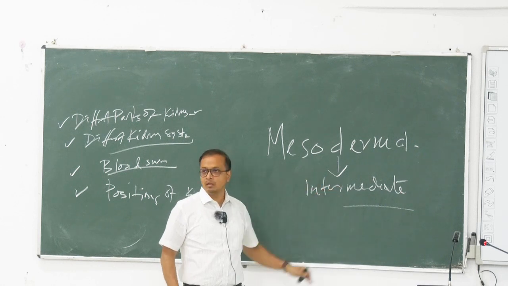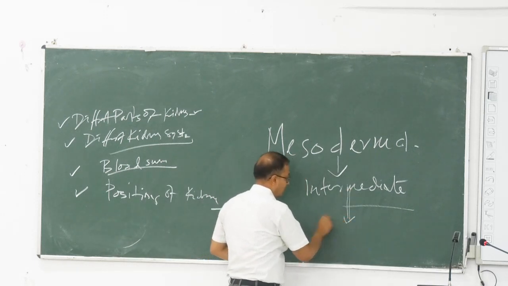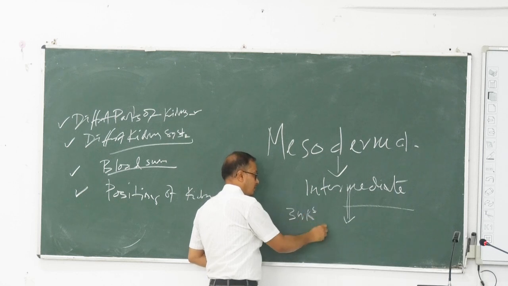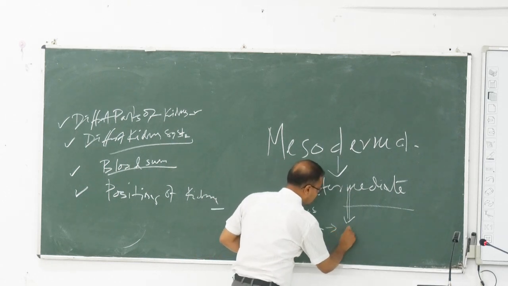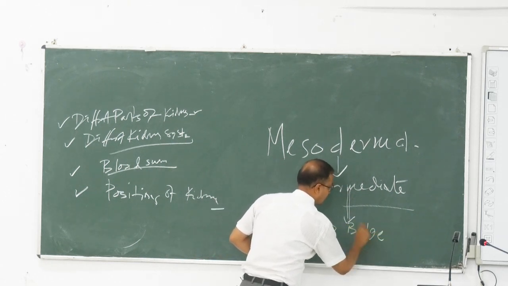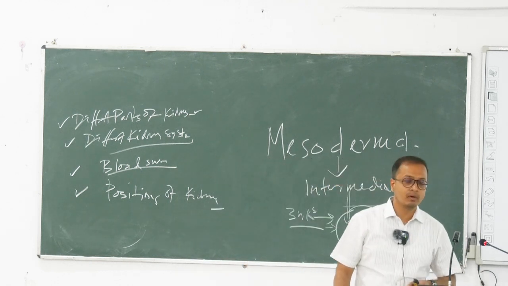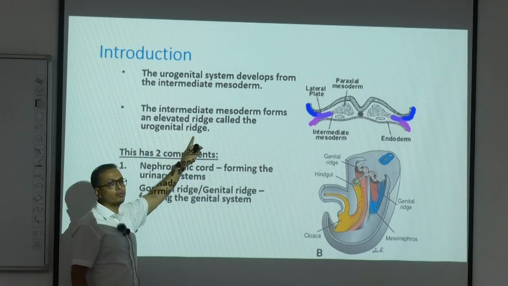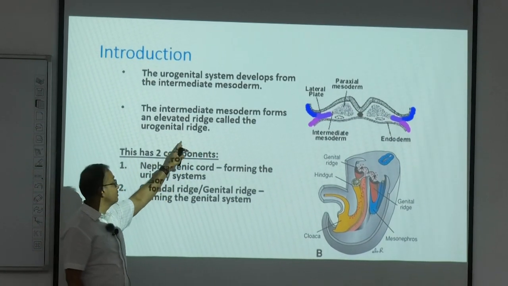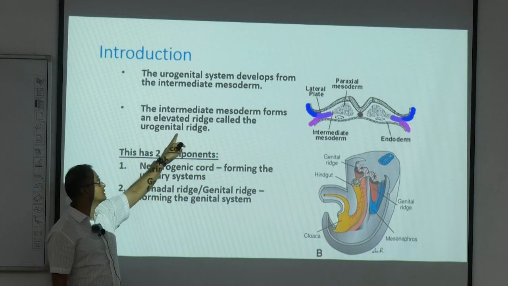Now, out of this intermediate mesoderm, which is a mesodermal tissue, about the third week of life, an elevation or a bulge comes out. There's a bulging which pops up at the age of 3 weeks of life next to the paraxial mesoderm. That popped up part we call the urogenital ridge. So this intermediate mesoderm at the 3rd week of life shows an elevation, which we call the urogenital ridge.